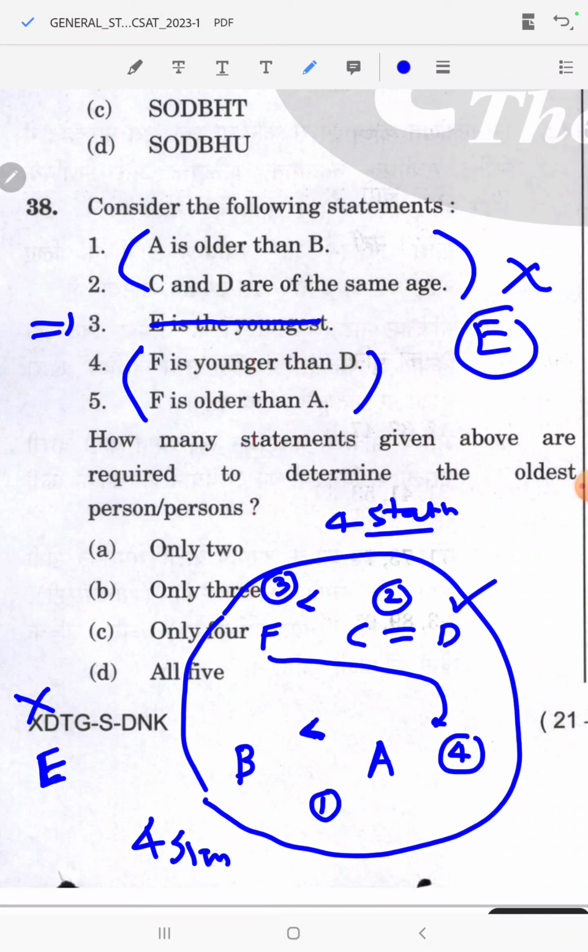If they provide that there are 6 siblings, or there are 6 friends, and when they give E, then that statement would matter. But here they have not given that there are 6 siblings or 6 friends, etc. These are only the statements. So based on these 4 statements, we can establish that D is the oldest. So there is no need of the third statement, that is E is the youngest. I hope you understand. So the answer would be C, only 4.